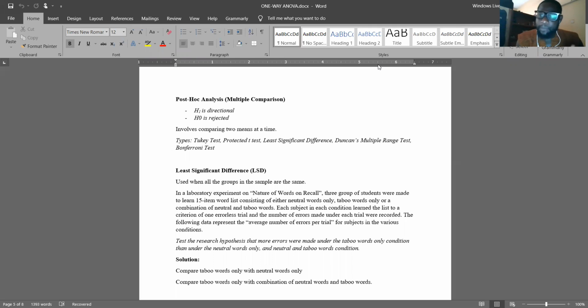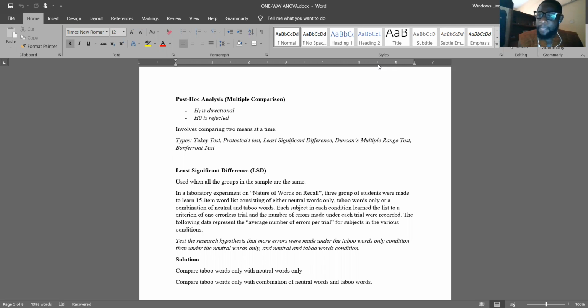You remember per the previous video that I did, which is one-way ANOVA, I indicated that when within the question you realize it is in a directional fashion, that's one-tailed, and you made a decision to reject H0, meaning that per the interpretation, you realize there's a significant difference between the groups, then it means you're supposed to do further analysis.